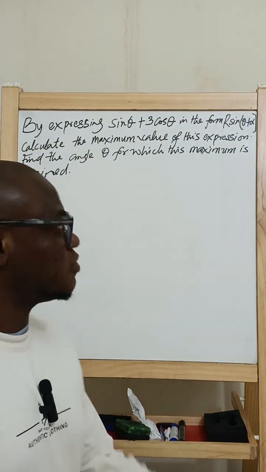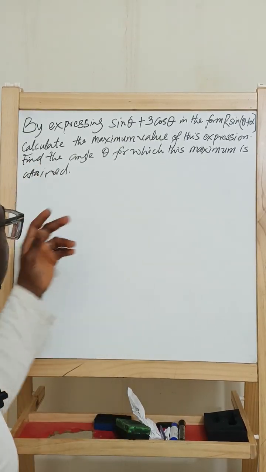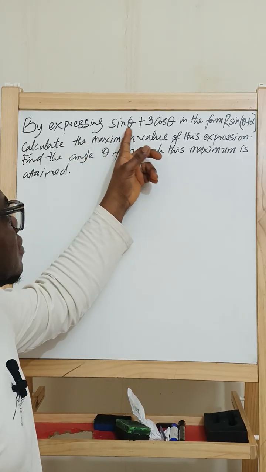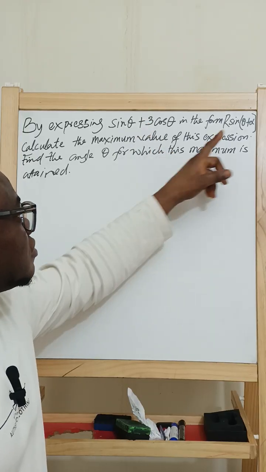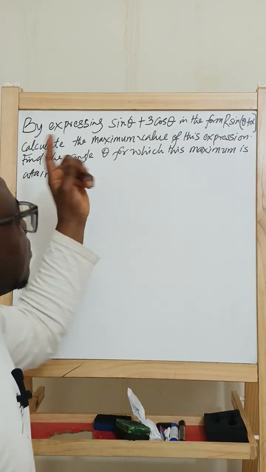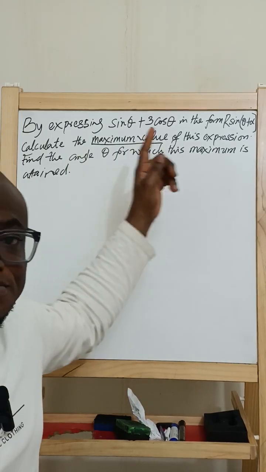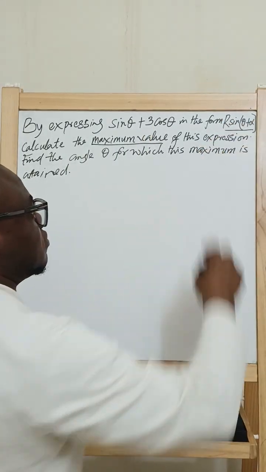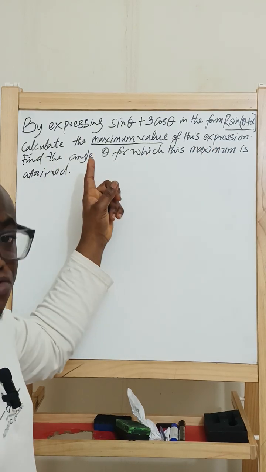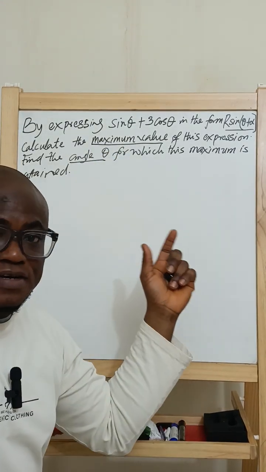So hello, good day. Today we want to look at this question. We are asked to express sine theta plus 3 cos theta in the form r sine of theta plus alpha, then calculate the maximum value of this expression, and also find the angle for which the maximum is attained.